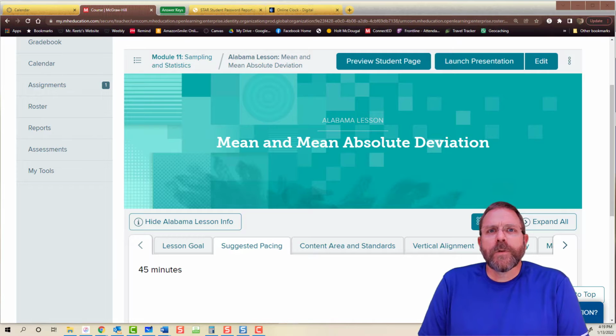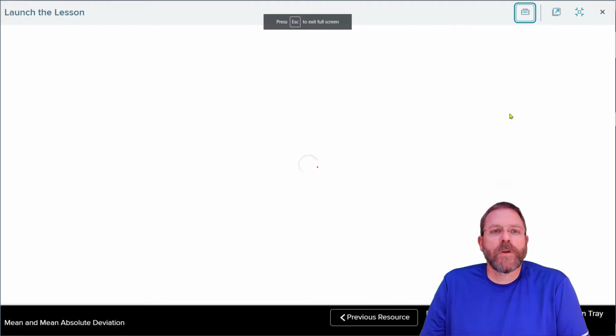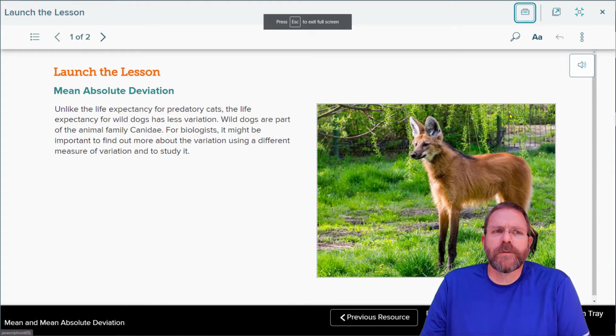Welcome back to Module 11 as we get into our very last Alabama-specific lesson. Every now and again, the textbook has to create a special lesson just to make sure you've covered everything in the Alabama course of study. The lesson today is on mean and mean absolute deviation. They claim it's going to be a one-day lesson. It only has 10 resources.